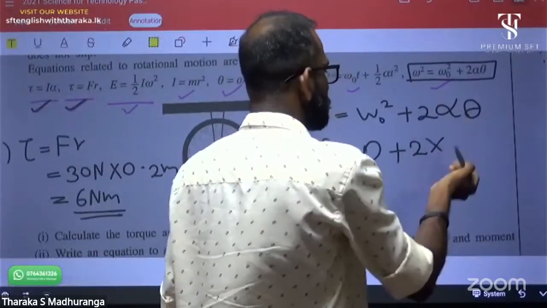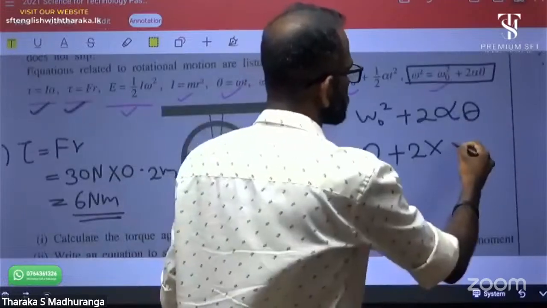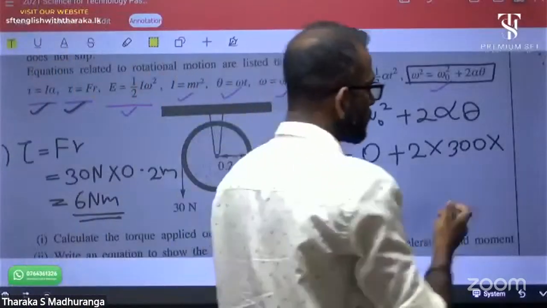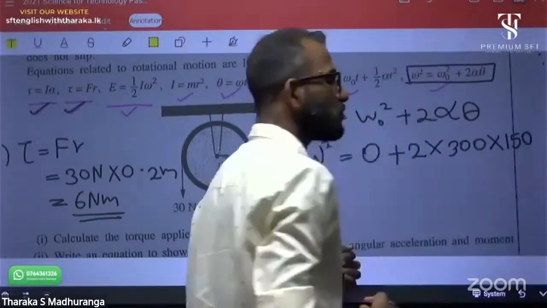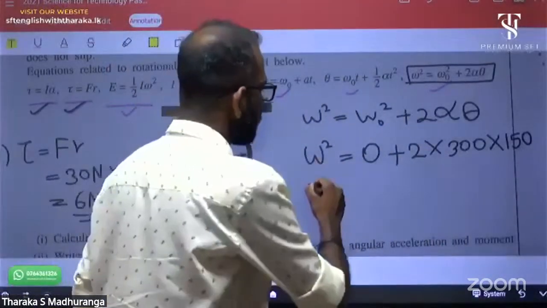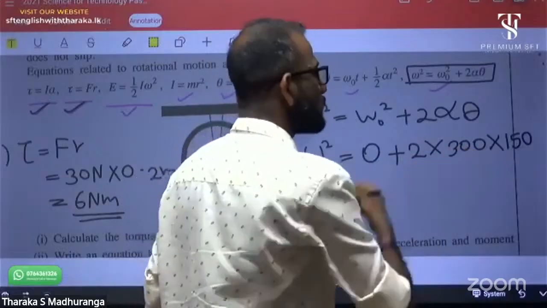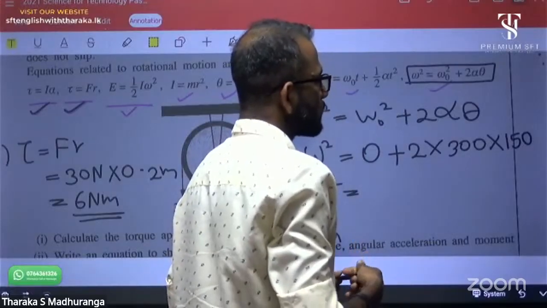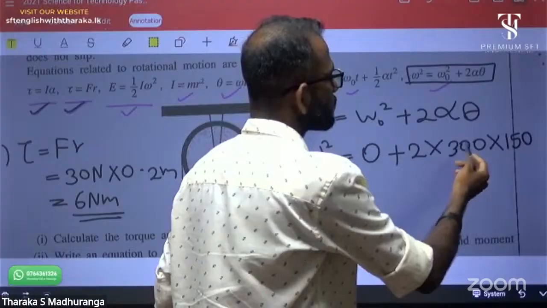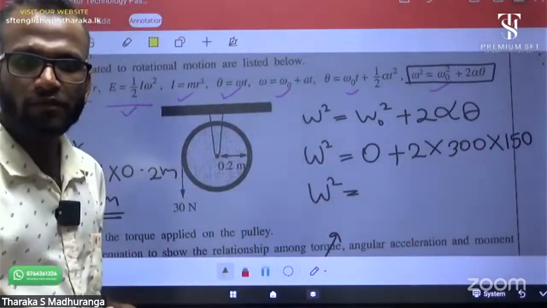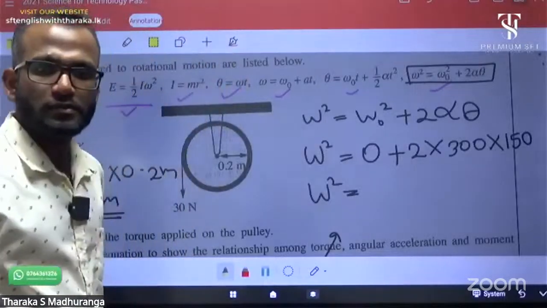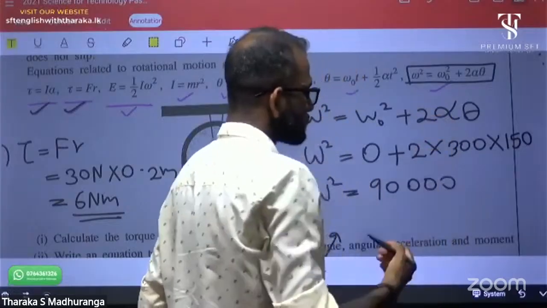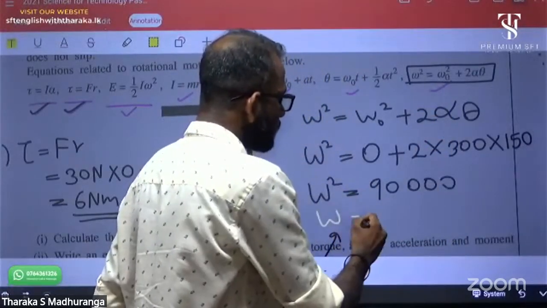2 into alpha, you already know the angular acceleration, 300. Theta, now 25 revolutions, theta is 150 radians, right? Then omega squared equals 2 into 300 into 150. What is the value? 2 into 3 is 6, 6 into 15 is 90, so it is 90,000. Omega equals the square root of 90,000.